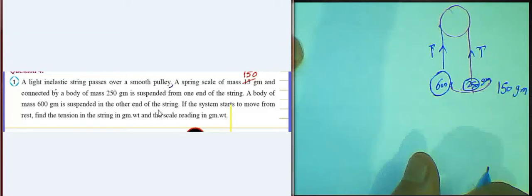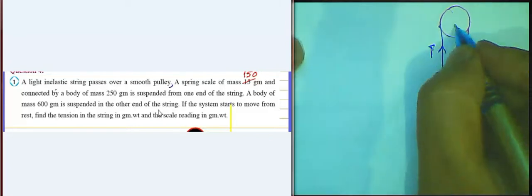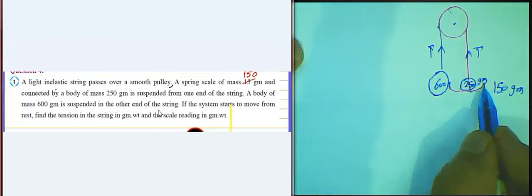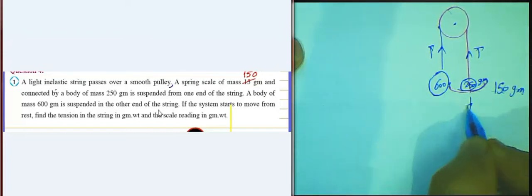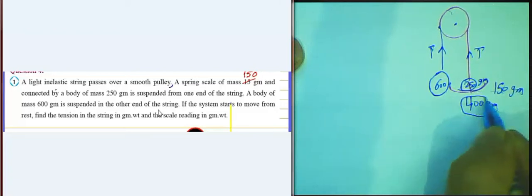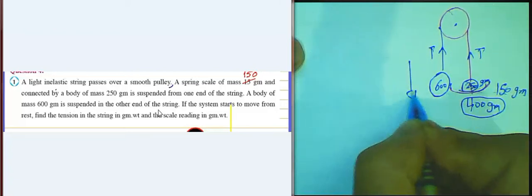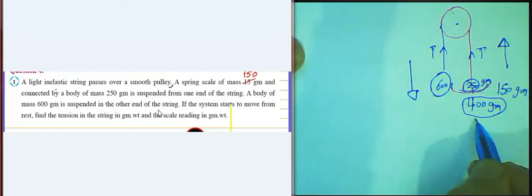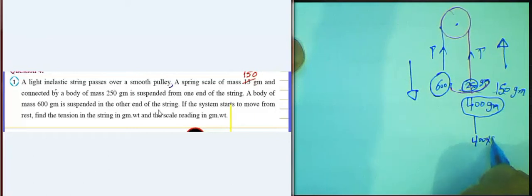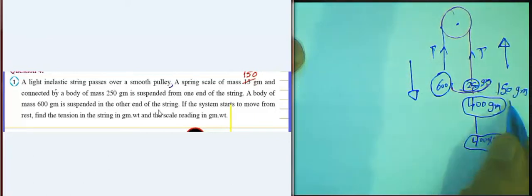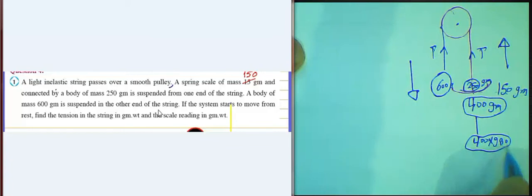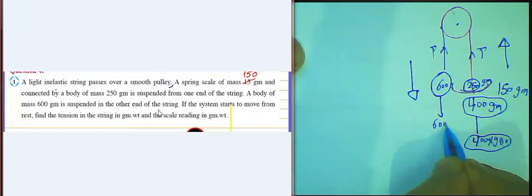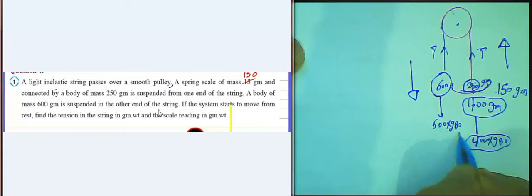We must know the direction about this point, up or down. We know 600 is more than the sum of 150 plus 250. The result will be 400 gram. So the direction here will be down and here will be up. So we can find the relation. The weight here will be 400 multiply 980, because the weight is in gram, so g equals 980. And here T, and down here the weight will be 600 multiply 980.